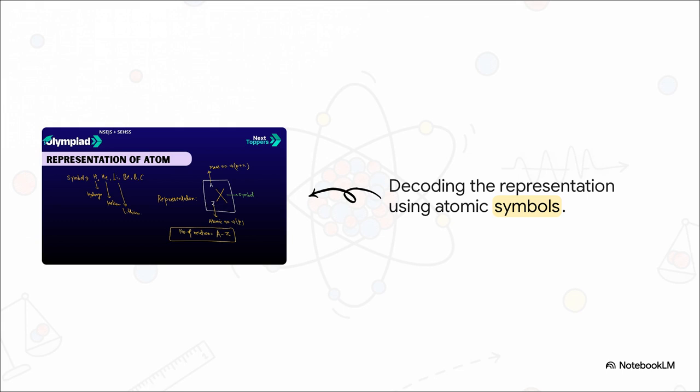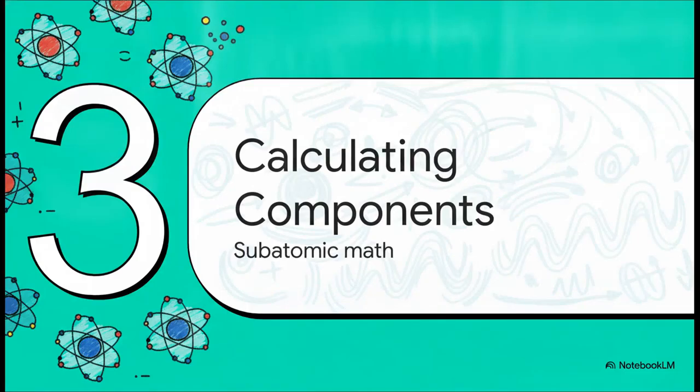And here is a super quick trick. If you ever need to find the number of neutrons, you just subtract the bottom number from the top number. A minus Z gives you your neutrons. It's so elegant, right? Section 3.